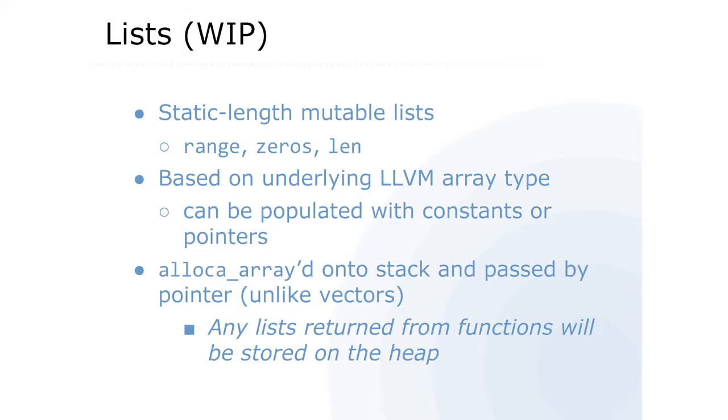Lists are a bit more of a work in progress. Because pointers to lists in LLVM IR require dimensions and other meta information, it is very difficult to implement dynamic, efficiently resizable multi-dimensional lists. So these are based on the underlying LLVM array type, and there's a big asterisk that says to do this efficiently.